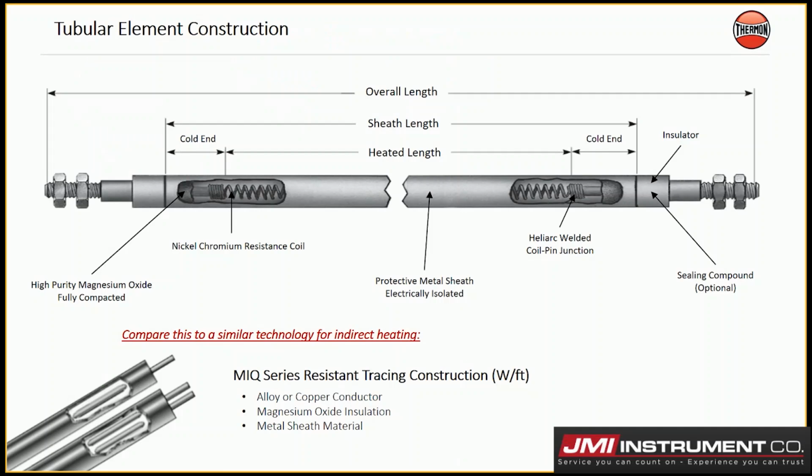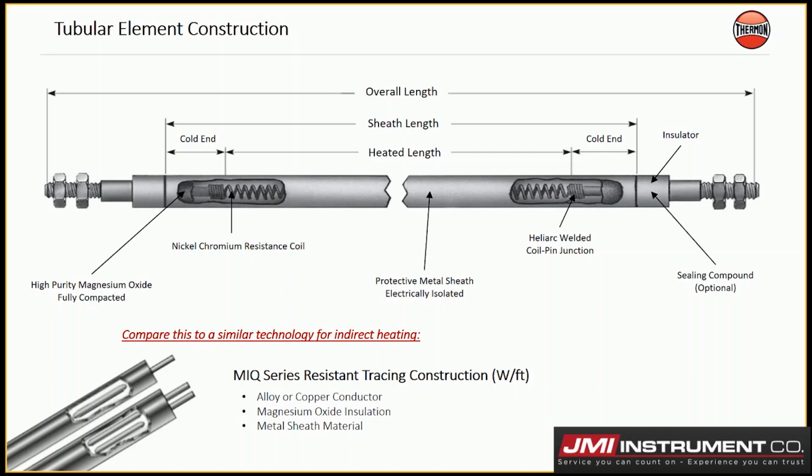So as Taylor mentions, watts per foot, which I think a lot of you are more familiar with in the heat tracing world. When we talk about heating elements, we talk about watts per square inch. So effectively, that's the heat flux or the heat density on the heating element. And it's selected according to the application.